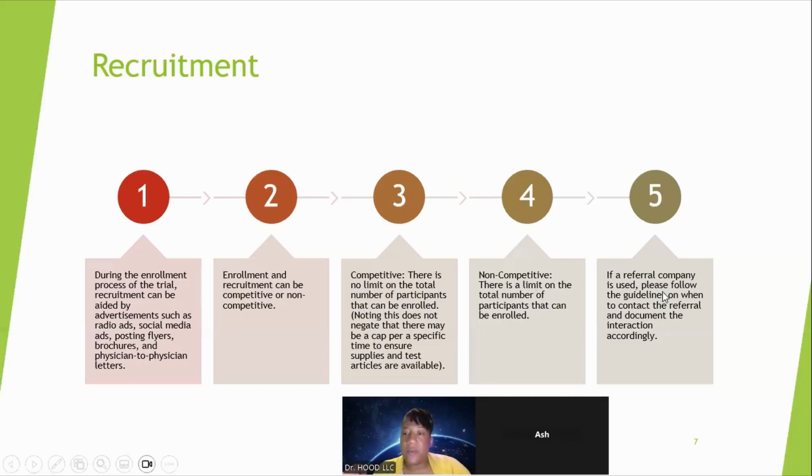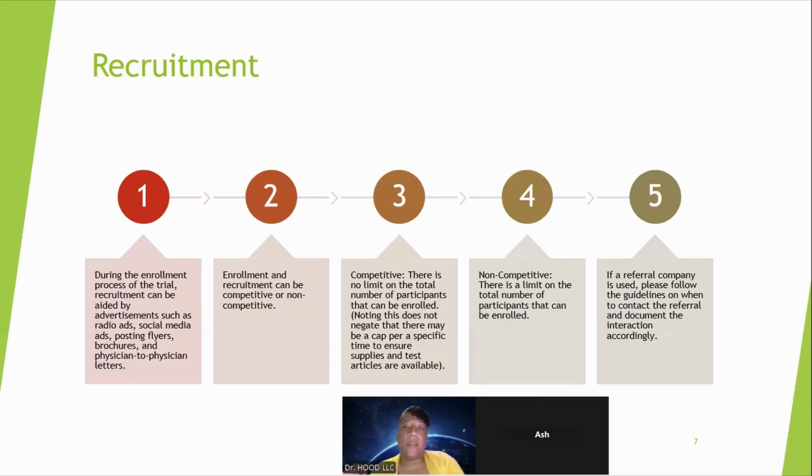Okay, and then if you have a referral company, there are some referral companies out there that sponsors will have a contract with that will work with sites and refer individuals that have a likelihood of being eligible for the trial. So not only can the site do a pre-screening process, but they can hire one of these companies to do it as well.